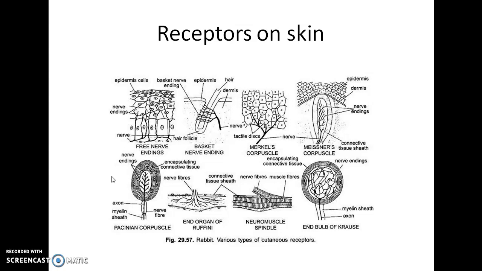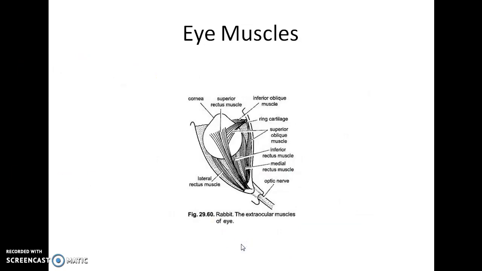There are free nerve endings in the dermis. Then there are Merkel's corpuscle, Meissner's corpuscle, Pacinian, Ruffini, Krause, etc., which act as cutaneous receptors. Next is the eye. The eye is the visual organ. It has a fluid-filled spherical eyeball lodged in the eye socket of the orbit.